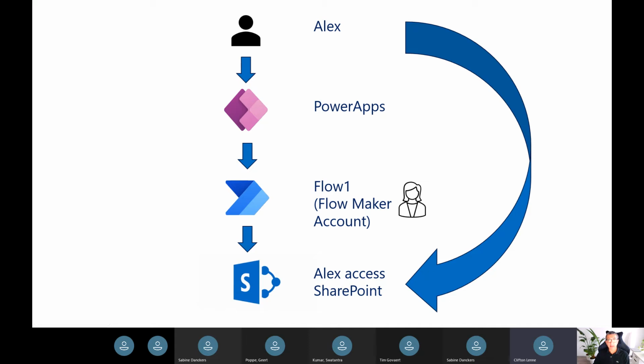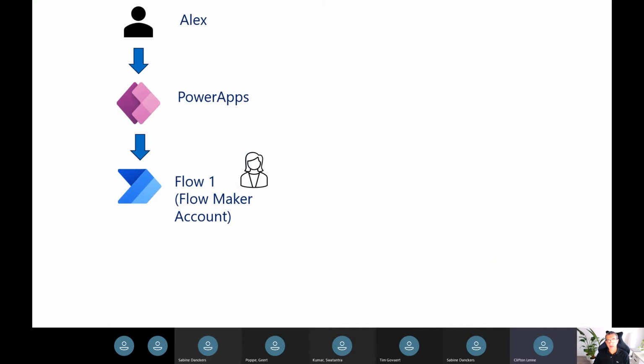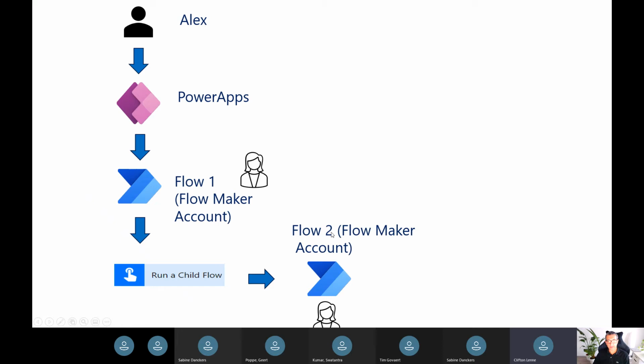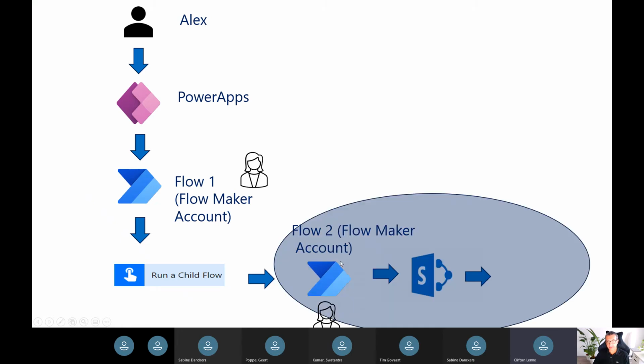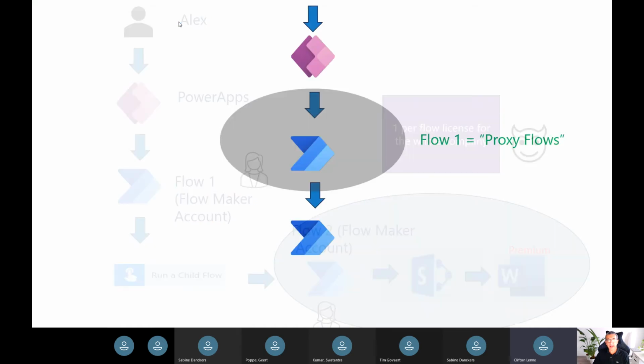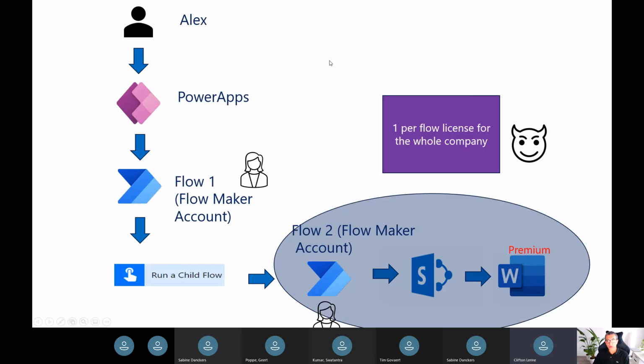That's by default. And to have elevation of privilege, that means flow one here should call another flow installed with the FlowMaker account. And that means that Alex won't talk to SharePoint, but the FlowMaker account will talk to SharePoint. You have elevation of privilege.